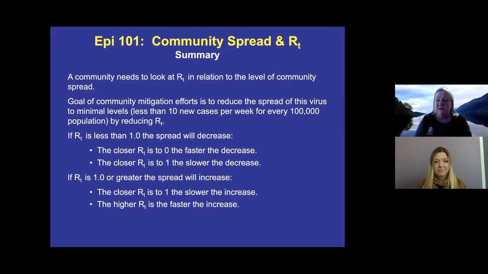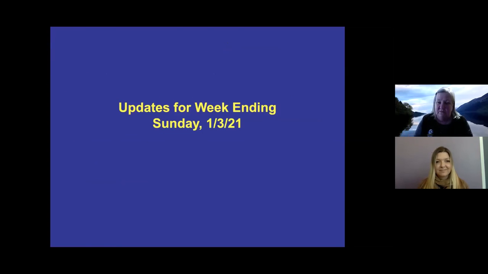Now, if RT is 1 or greater, the spread's going to increase very rapidly the further higher it is from 1, but the closer it is to 1, it'll be a slower increase. So we need to get that RT down. That's it for RT and community spread.